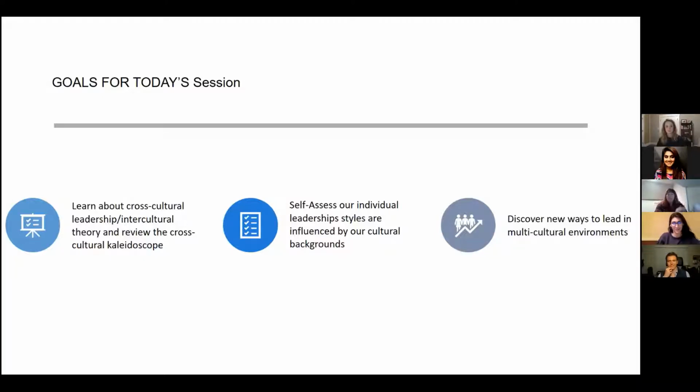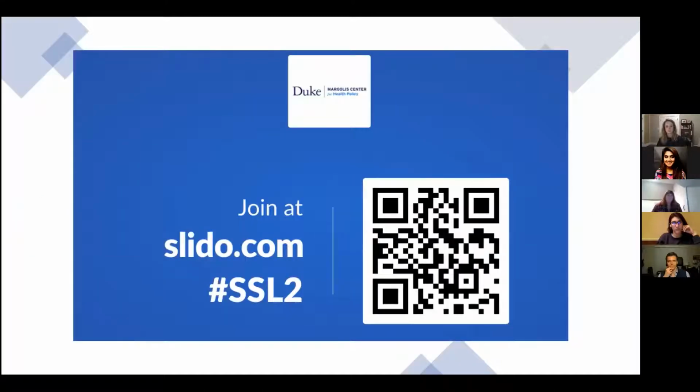Okay, and then we're going to discover new ways to lead in multicultural environments, and a lot of that's going to come from talking to each other and learning about things that have worked for us in the past, right? So similarly to before, we're going to ask some quiz questions along the way, not necessarily to gain your knowledge, but to build a shared understanding and just have some engagement along the way.